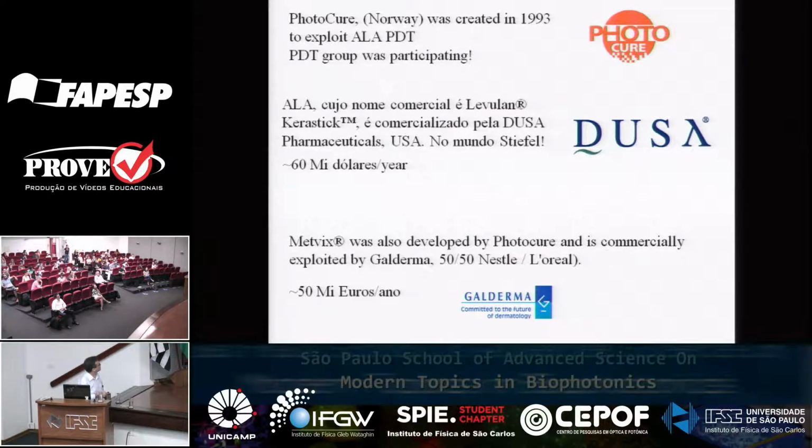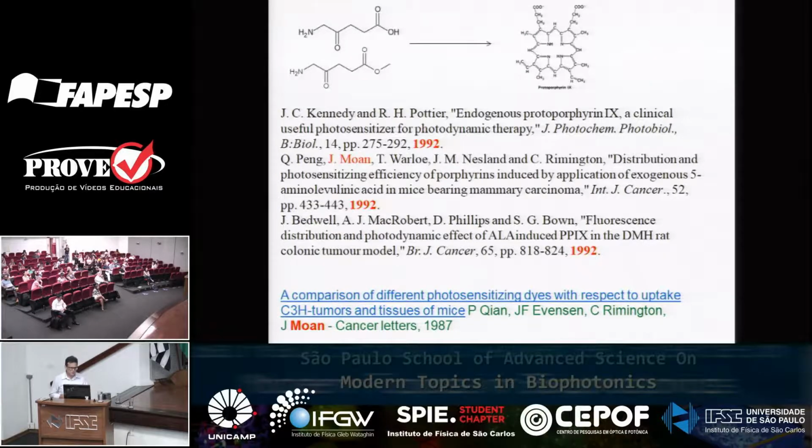So you see, it still makes $60 million a year. Now DUSA is the company that's selling it. And Metvix was also developed by Photocure, which is a derivative of ALA. There is a methyl group there, so it's more lipophilic, enters the cell better, it's more efficient. Now Galderma is selling this, and it's making 50 million euros per year. So another example in which a scientist, with help of a company, developed the technology.